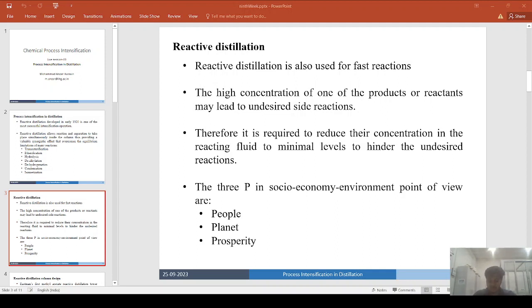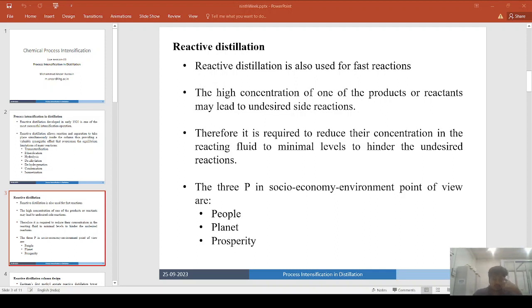So basically, to check the undesired side reaction, you will limit or control the concentration of that reactant or product, whichever is causing the side reaction. So you need to control that, basically by reducing their concentration.